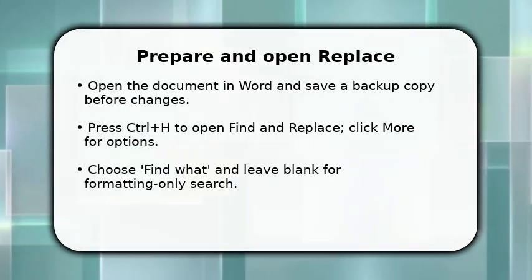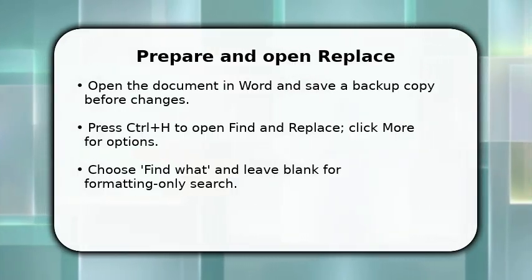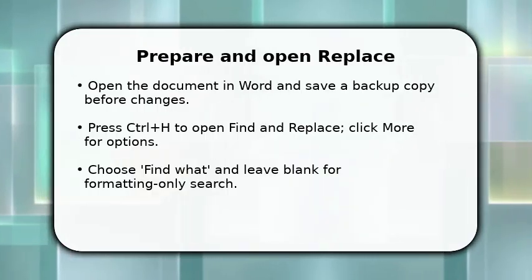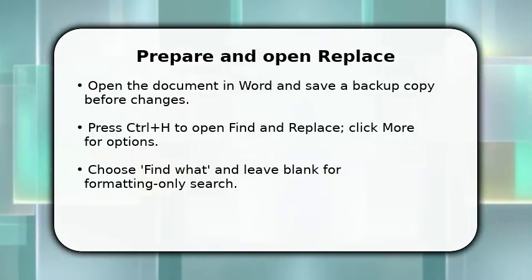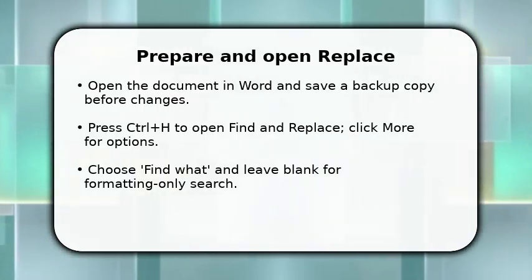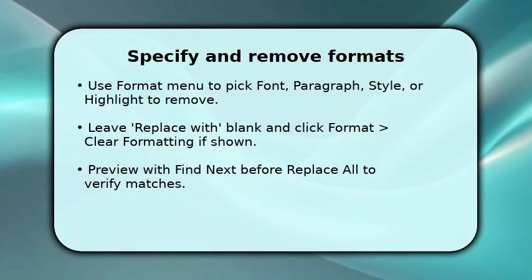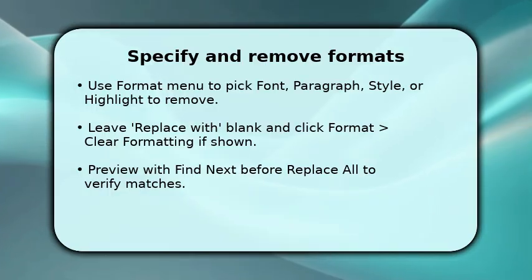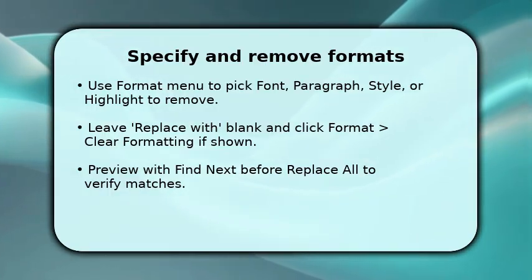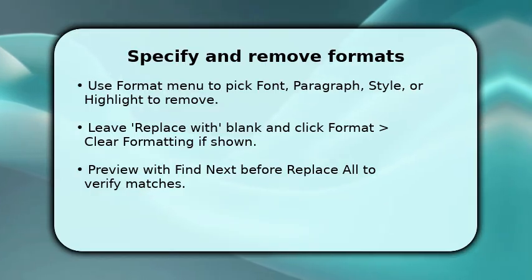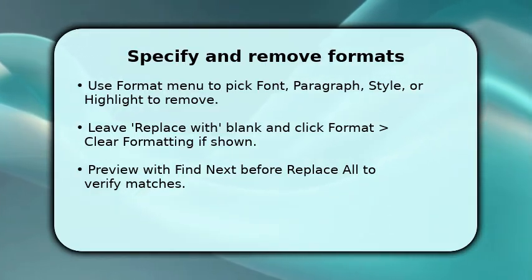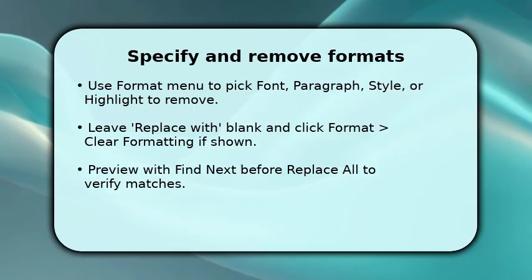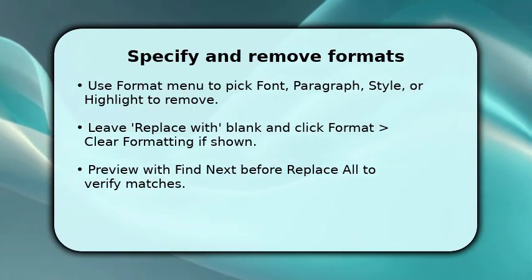Now click Format below the box and select the specific formatting to delete, such as font, paragraph, or style. Next, select the exact formatting to remove using the Format button. Pick font to strip bold/italic, paragraph to remove spacing or indents, or style to target named styles. Once chosen, ensure the Replace with field is empty. If needed, click Format and choose Clear Formatting there so replacements remove properties.